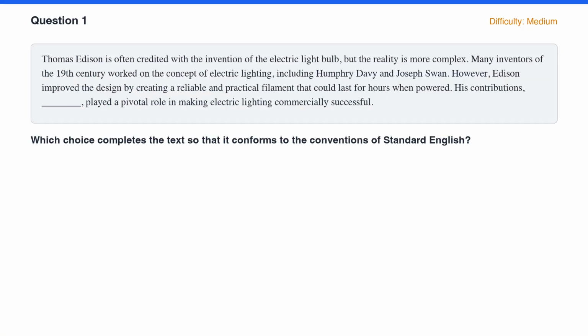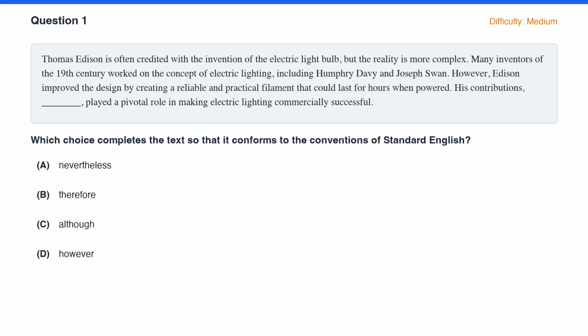Question 1 of 7. We're jumping straight in with a medium. This passage is titled The Development of Electric Lighting. The passage explains that while many inventors worked on electric lighting, Edison improved the design with a reliable, long-lasting filament. The blank sits inside the final sentence, which states that his contributions played a pivotal role in making electric lighting commercially successful. We need a transition that fits standard English conventions.